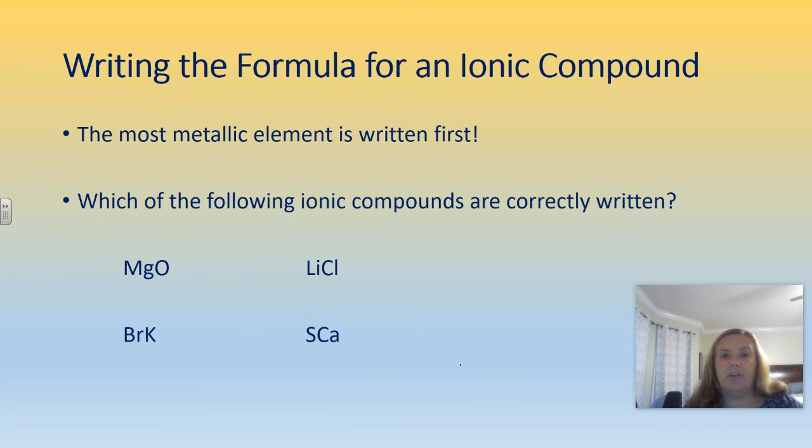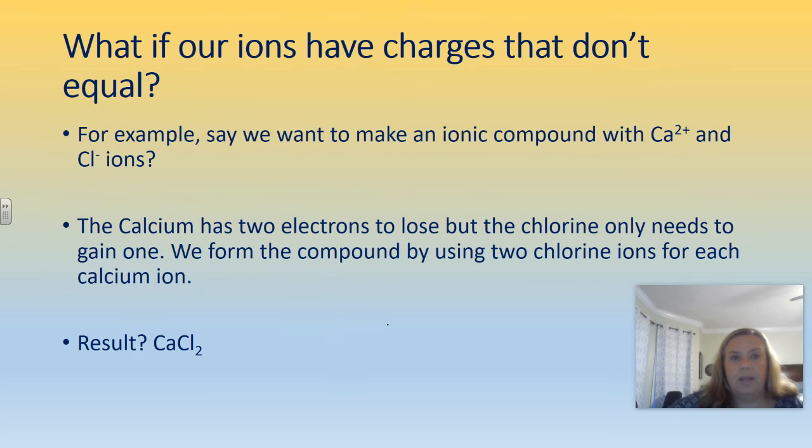So writing the formula for an ionic compound, again, we always write the most metallic element first. But which of the following are written correctly? So all we have to do is check, is magnesium the metal in this compound? Yes, so that's written correctly. Lithium is the metal. Yes. Potassium's the metal and it's written second. No, this is not okay. And calcium's the metal and it's written second. And no, that's not okay.